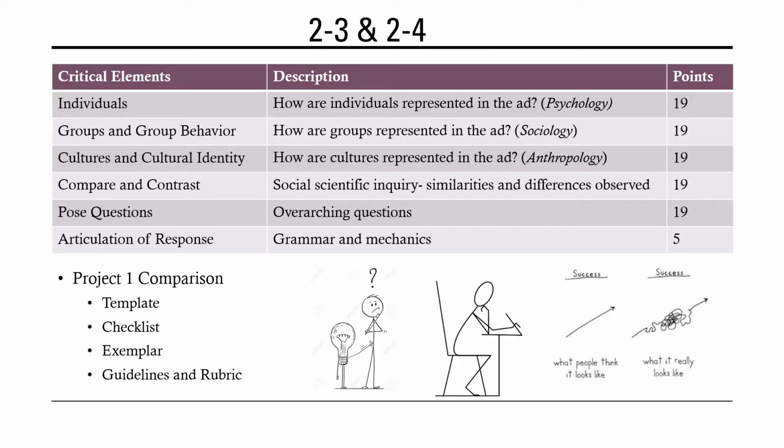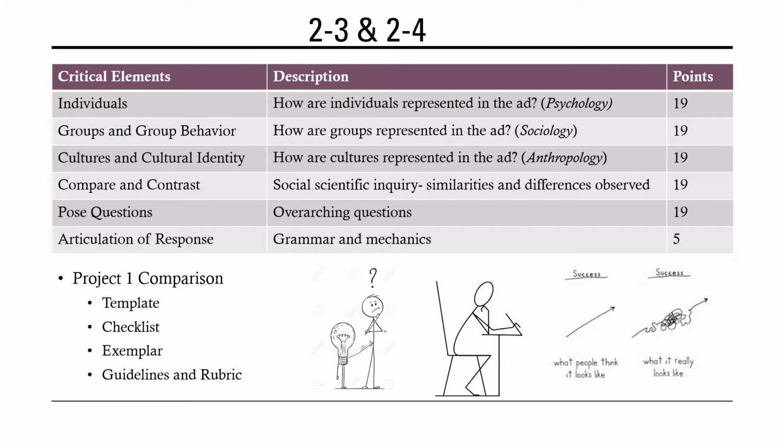Project 1 comparison. So you have several tools to help you to be successful. You have a template, a checklist, an exemplar, and then the guidelines and rubric. You use the template to actually complete the assignment, the checklist to make sure you're on track. The exemplar gives you an example of a perfect finished copy, and then the guidelines and rubric provide details of exactly how you'll be graded.